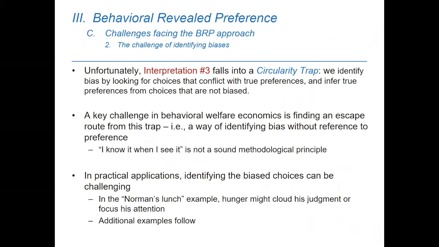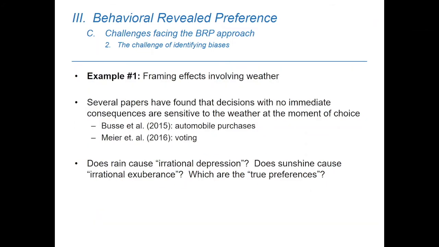Let me give some other examples that I think drive this point home. My first example concerns framing effects involving weather. A number of papers have found that decisions with no immediate consequences are sensitive to the weather at the moment of choice. I like this paper by Meyer et al. quite a bit because it shows that when people vote, how they vote on the day they vote depends upon the weather on that day. But of course, the consequences are all far off in time. So would we conclude from this observation that rain causes irrational depression? Or does sunshine cause irrational exuberance?